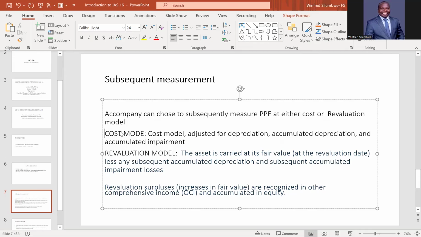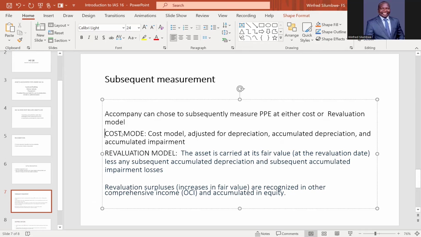Now, when you find there is a revaluation surplus, like I'm mentioning, it was 5 million. You removed the depreciation of 1 million. It made it 4 million. Now the value has gone to 7 million. So the difference is what we are calling revaluation surplus. It is an increase in value. It is recognized under other comprehensive income. Of course, you debit the asset because the asset will increase, and then the other leg goes under comprehensive income.